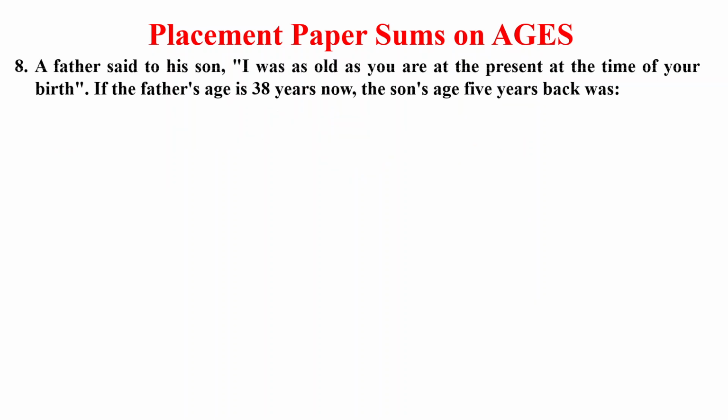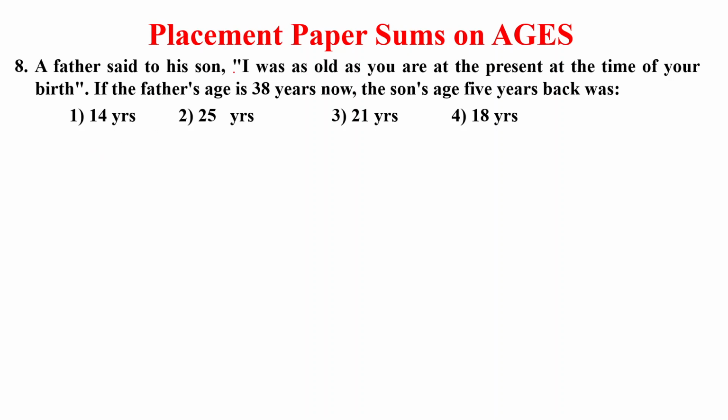Question number 8. Let's look at question number 8. A father said to his son, I was as old as you are at present at the time of your birth. If the father's age is 38 years now, the son's age 5 years back was, right? Okay. So we can find the answer both the ways.